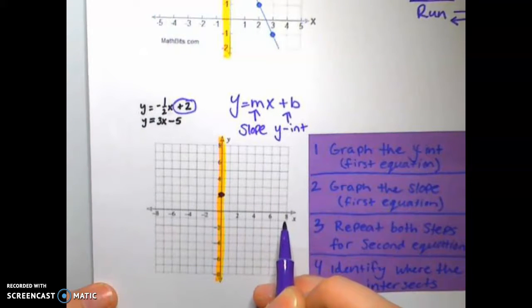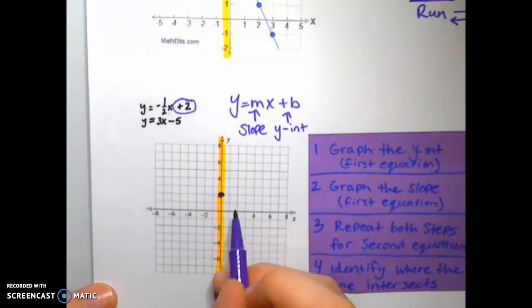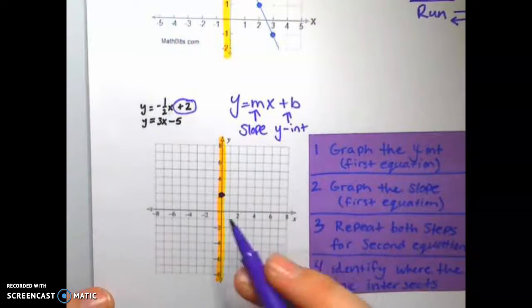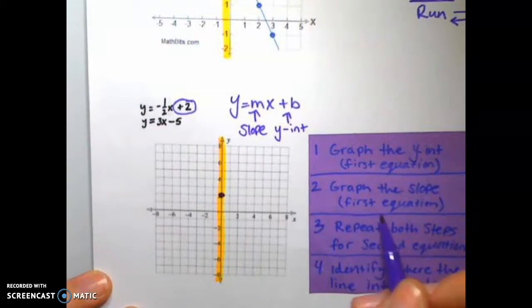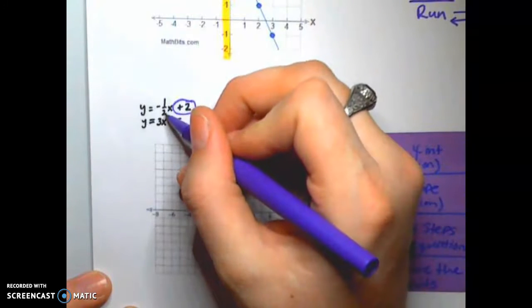The y-intercept does not belong on the x-axis. It belongs on the y-axis. So we have positive 2. Next, graph the slope for the first equation. We have negative 1/2.